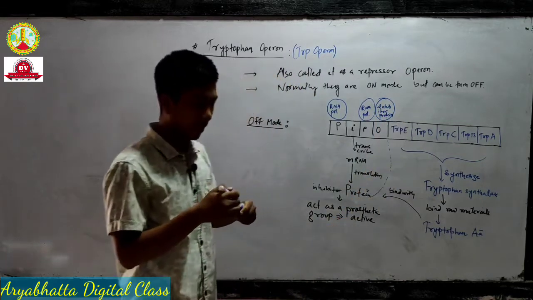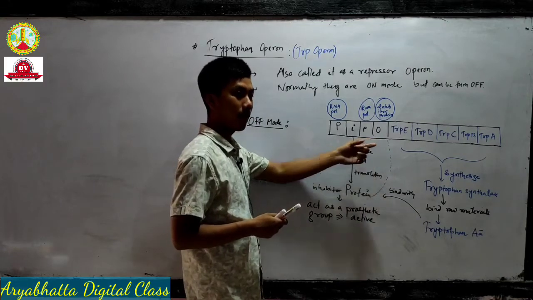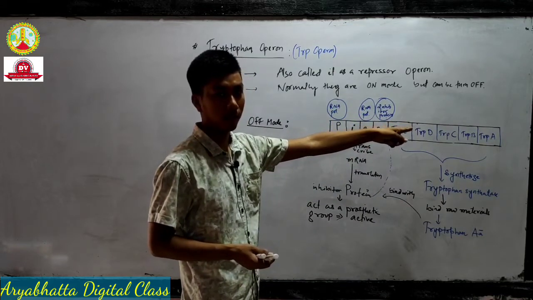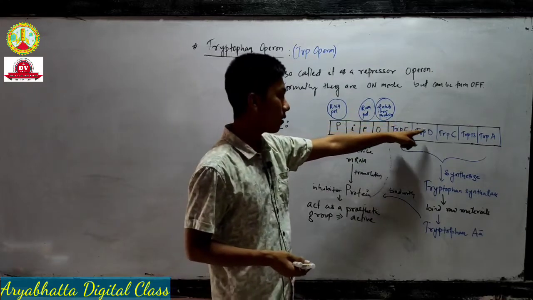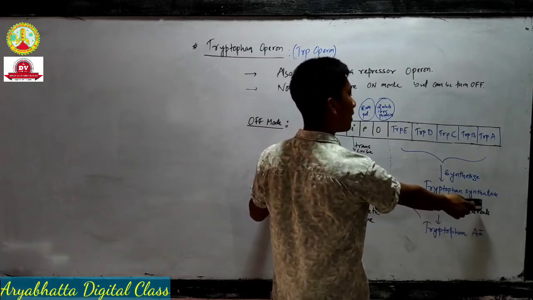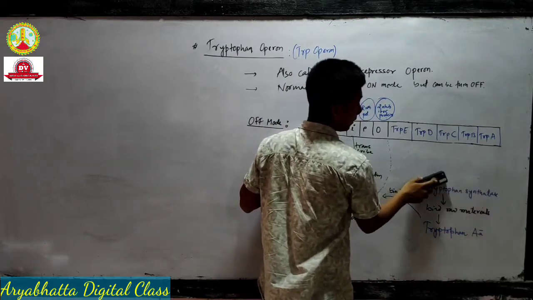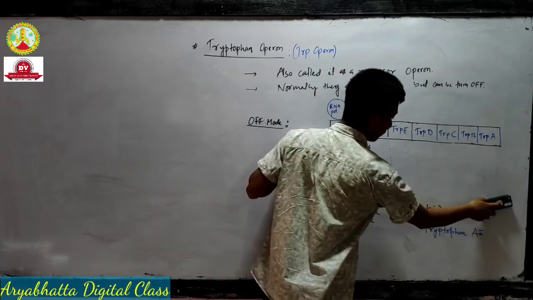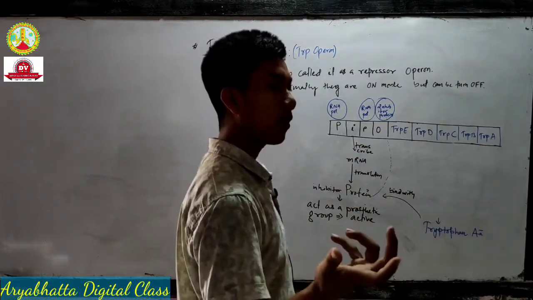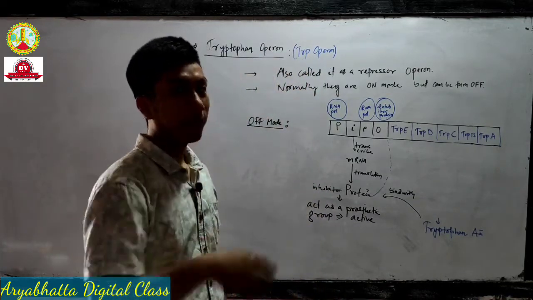Because it becomes active, it will go and bind with the operator gene. As a result, the RNA polymerase enzyme now will not be able to slide over those structural genes. If they cannot slide over those structural genes, they will be unable to form tryptophan synthetase enzyme. This is the name of the enzyme, okay? So they will now be unable to form tryptophan synthetase enzyme. As a result, the amount of tryptophan amino acid will now stop. Understood? See, the process is so easy.